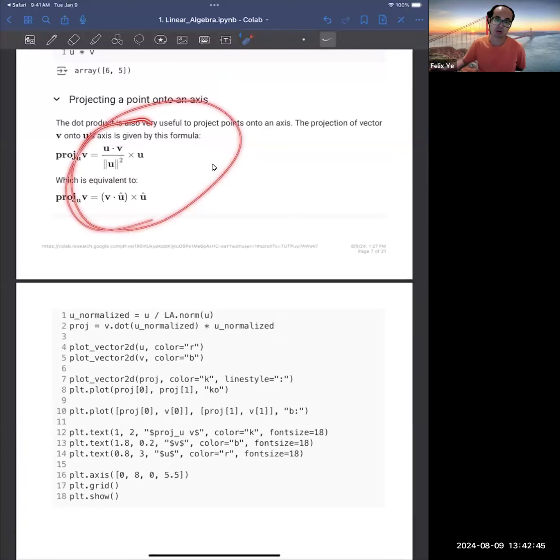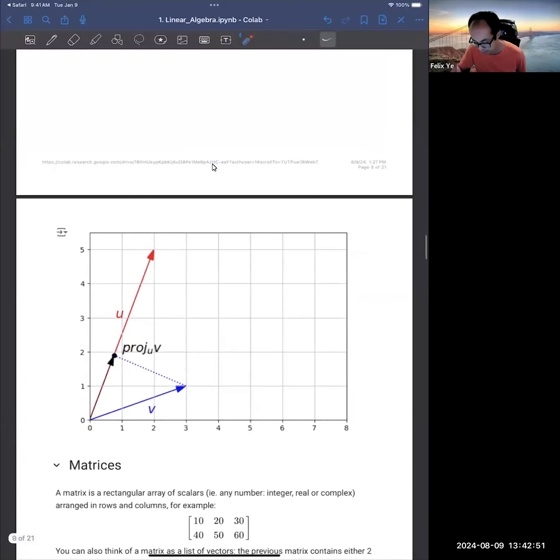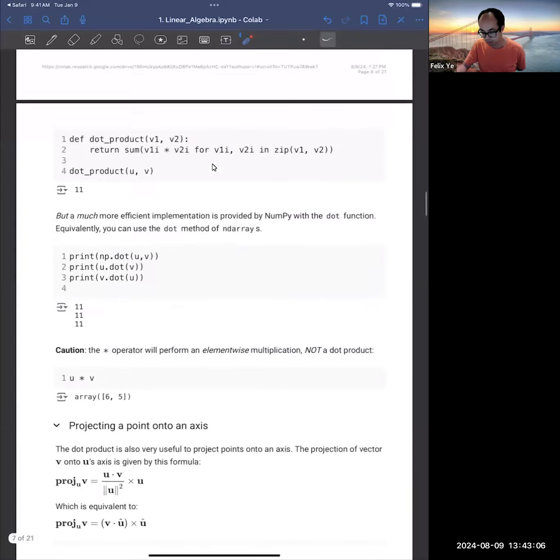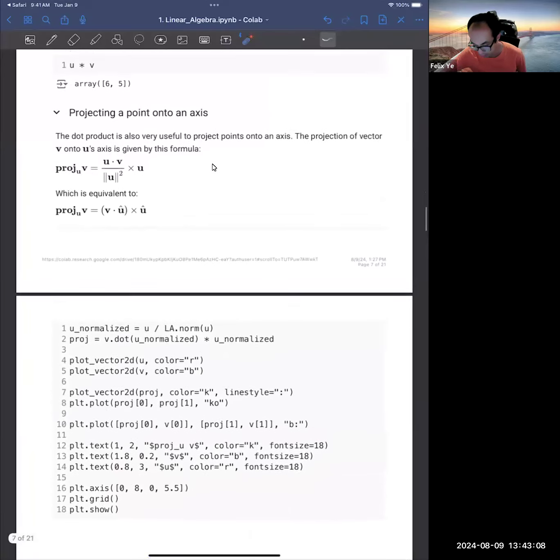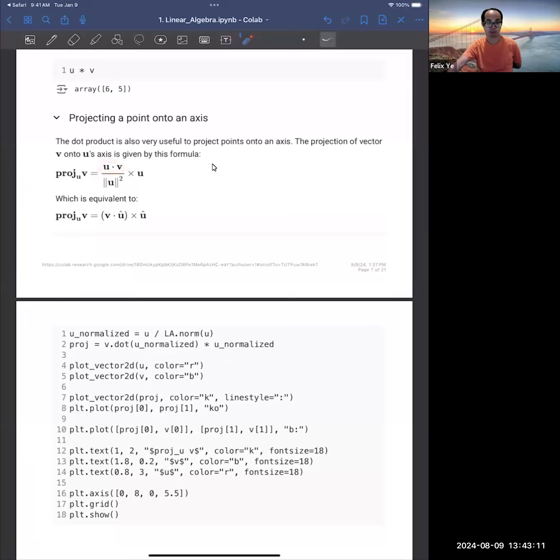Projections, we didn't use that too much, but just to give you some idea. If we want to project v on the direction of u, this is how you do it. This projection is equal to u dot v, divided by the square of the norm of u, times the vector u. So this is a scalar, multiplied by a vector, so this is actually a vector in the direction of u.